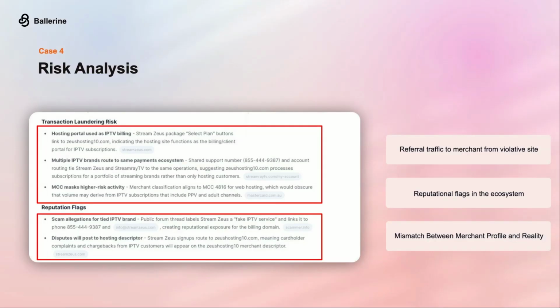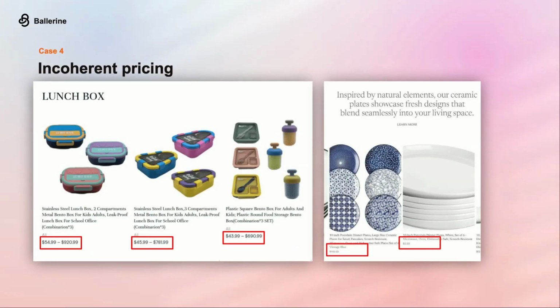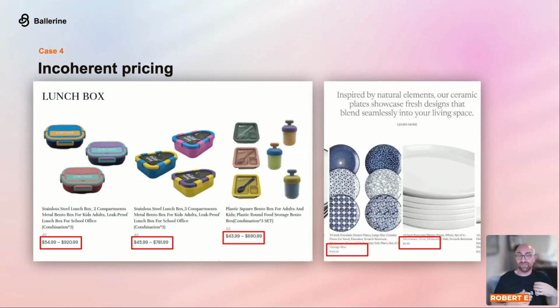So that's one example. The second example is the other kind of scenario I mentioned, where maybe you're not going to be able to trace it all the way back to understand that this is for gambling or for IPTV or for illicit pharmaceuticals, but by just looking at the declared merchant website and business model, you're going to be able to pick up on all kinds of subtle signals that will tip you off that this is not a real consumer-facing site. Like I mentioned, it could be the traffic, it could be the UI, or it could be the prices. So these are lunch boxes. This is not a sensible price range.